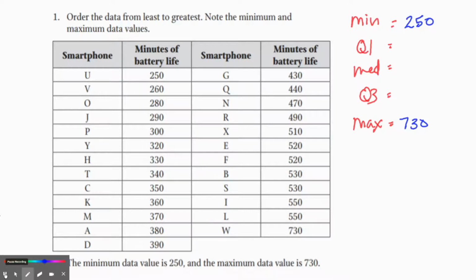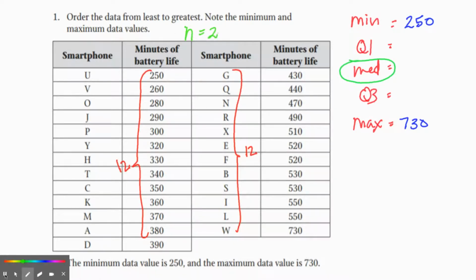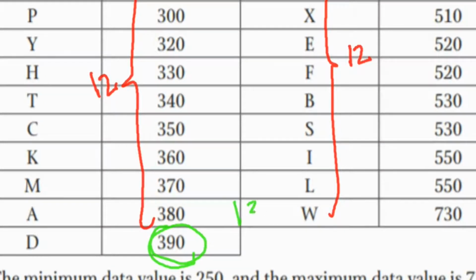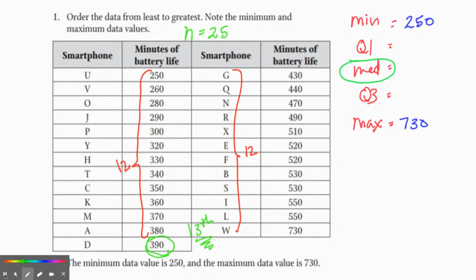Next, we're going to find the median. The median and the quartiles can be a bit tricky. It depends on how many numbers are in your data set and whether there are an even number or an odd number. This particular data set has 25, which is an odd number, which means I'll have 12 in my lower half, 12 in the upper half, and my median will be my 13th number. If there is an even number, I would have to average the 2 middle numbers.